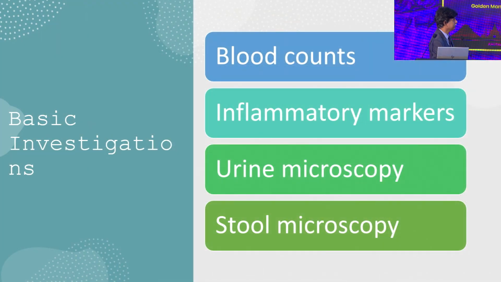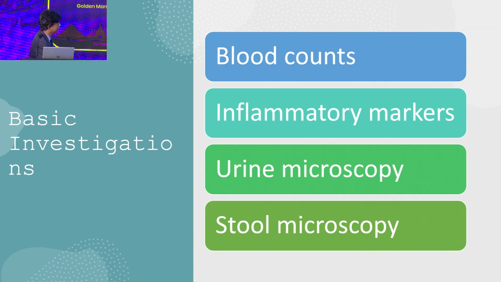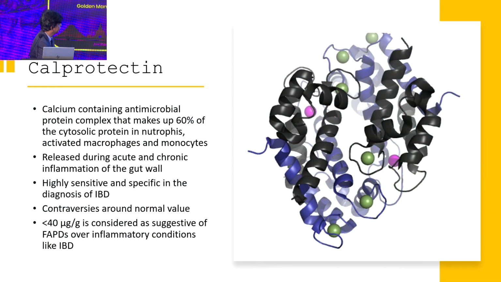So what are the basic investigations if you want to do something? These include basic blood counts, inflammatory markers, urine microscopy and stool microscopy. This would do in the majority. And fecal calprotectin. Fecal calprotectin is an interesting investigation coming up nowadays. It's a calcium-containing antimicrobial protein complex released during acute and chronic inflammation in the gut.